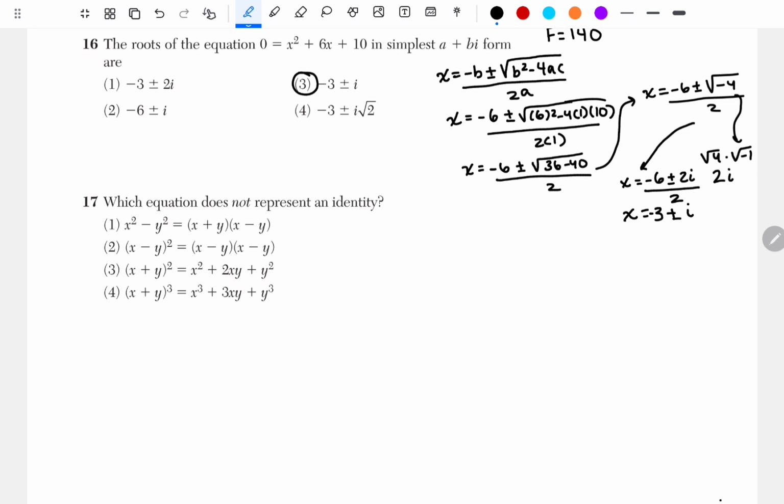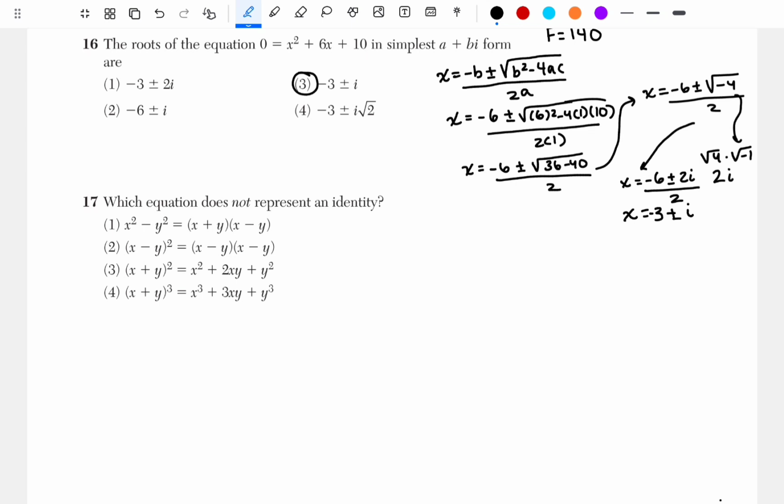This question is straightforward, but you need to be really careful remembering when to change your i's and remembering the quadratic formula, so you need to do it slow and steady. Now, question number 17. Question number 17 says, which equation does not represent an identity? In other words, which answer choice is not equal to each other?